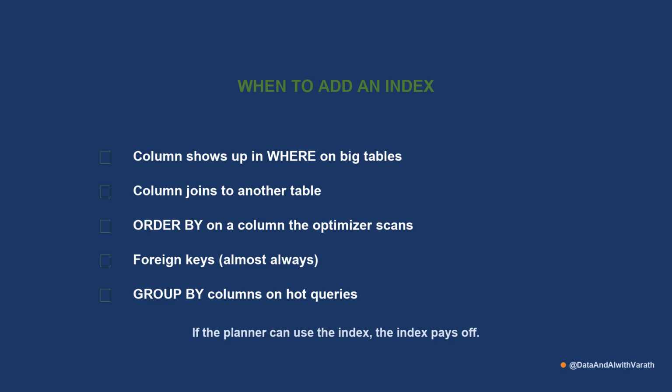When to add an index, 5 places. A column that shows up in WHERE on big tables. A column that joins to another table. Foreign keys, almost always. Order by columns the optimizer scans. Group by columns on hot queries. The simple rule: if the query planner can use the index, it pays off.